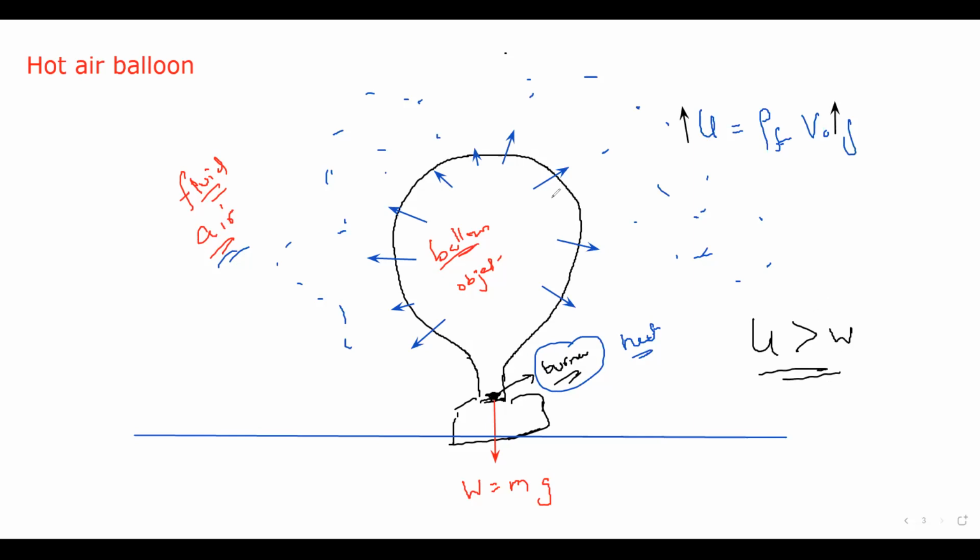As upthrust is more than the weight, there is a resultant upward force, and due to this resultant upward force, this balloon will rise. Is it clear? This example shows how we can change the upthrust to make an object, like a hot air balloon, rise. Any doubt till this point?